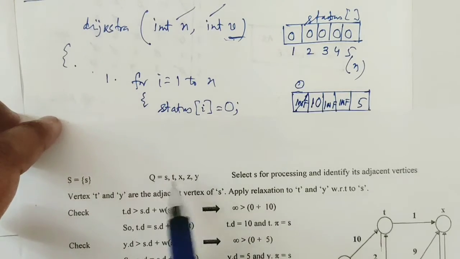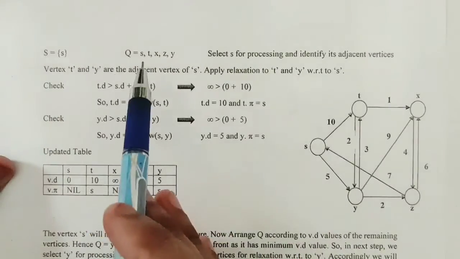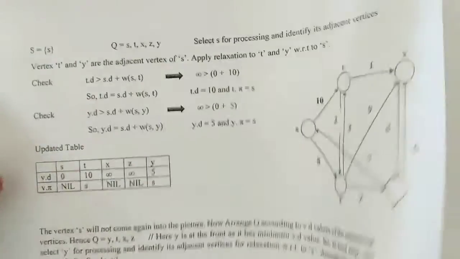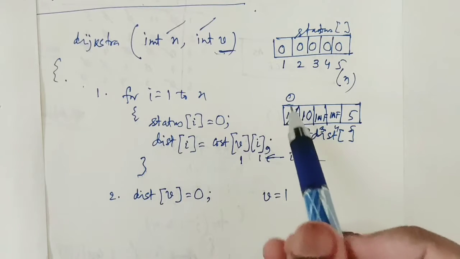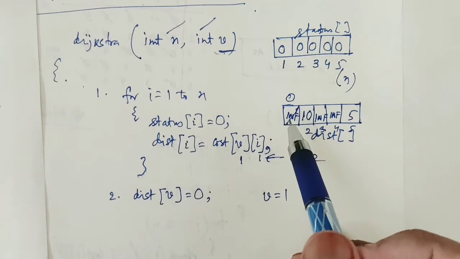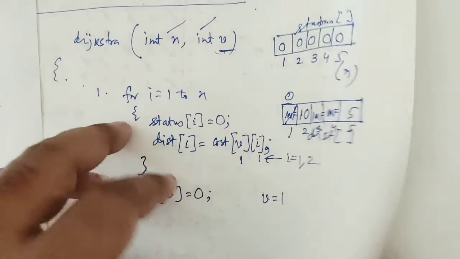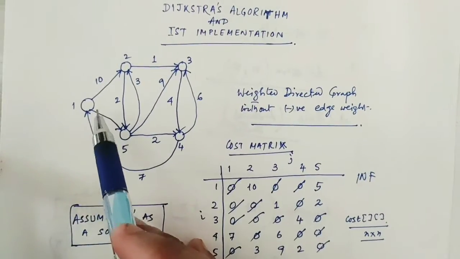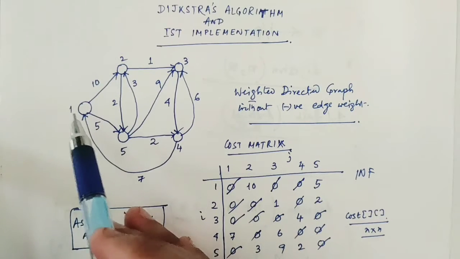This one actually is the queue. The queue is formed: the first part is all infinity, then 0, and then the queue is formed, that is S, T, X, Z and Y. So this is the way we can form it here. Apart from the source vertex, whose d value is 0, the remaining are infinity. These 10 and 5 are with respect to the source, that is 1 here. As 1 has the minimum d value at the beginning, 1 should be explored first.